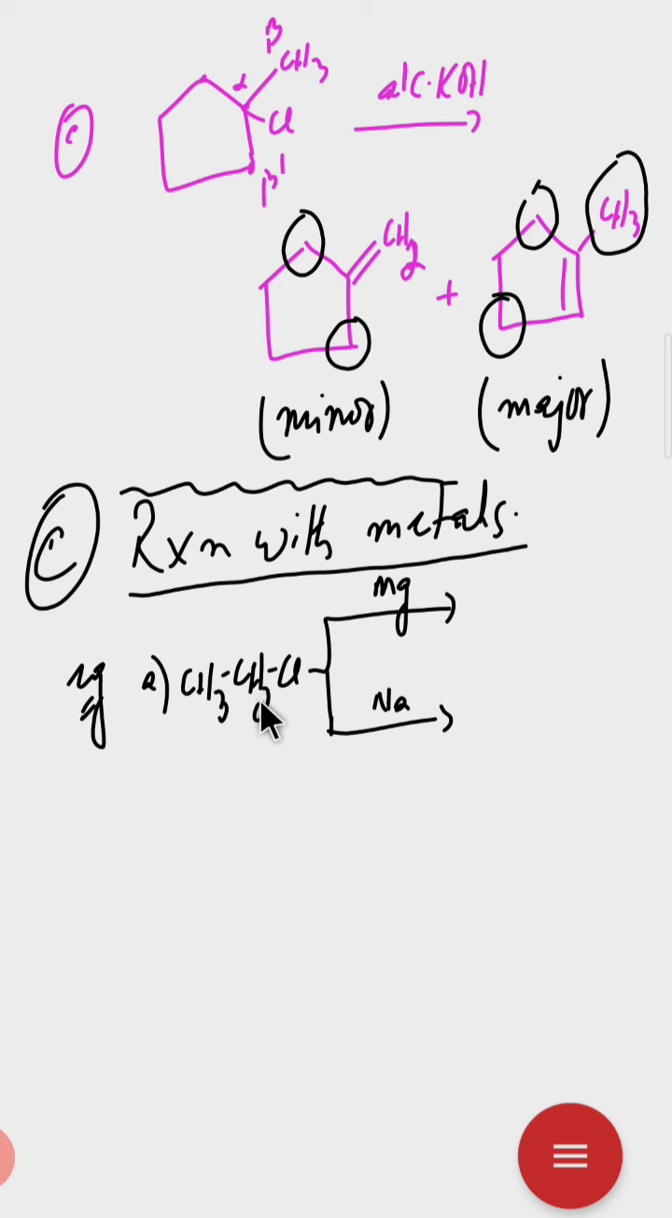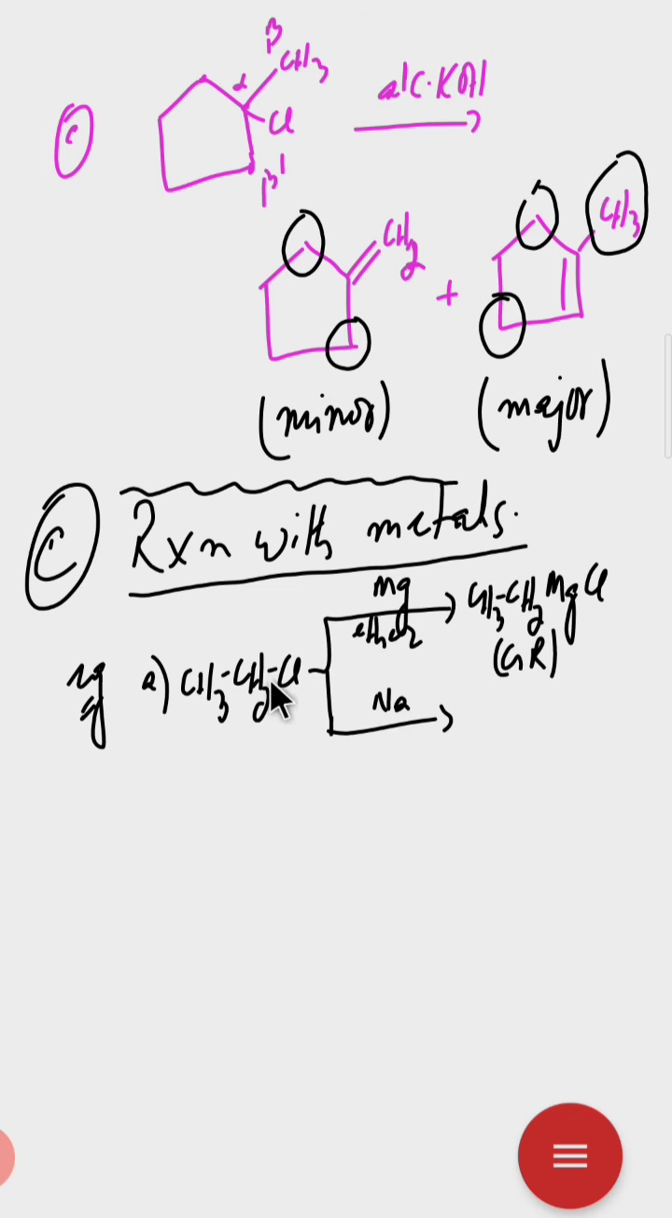So alkyl halide reacts with magnesium in presence of dry ether, then we will get what? Grignard reagent, ethyl magnesium chloride. This is our Grignard reagent.